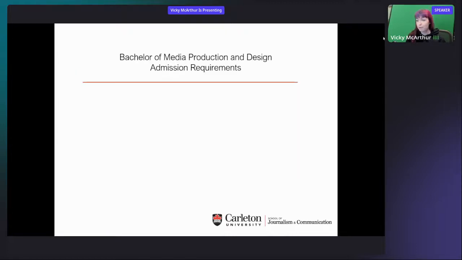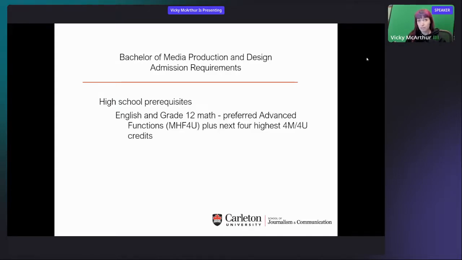So admission requirements. This is probably one of the 2 biggest questions that I get. One is, do you have a co-op? And the other one is, what admission requirements do I need to get into the program? So we have high school prerequisites that we are looking for. We're looking for high school English and then 1 grade 12 math. We prefer advanced functions, which in the Ontario high school is the MHF4U, plus your next 4 highest credits. Although I believe any of the grade 12 math are accepted. It just has to be at least 1.